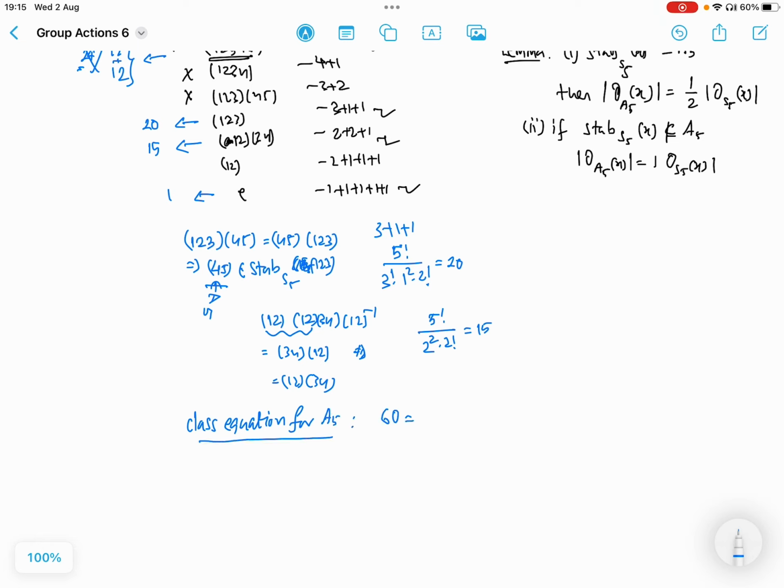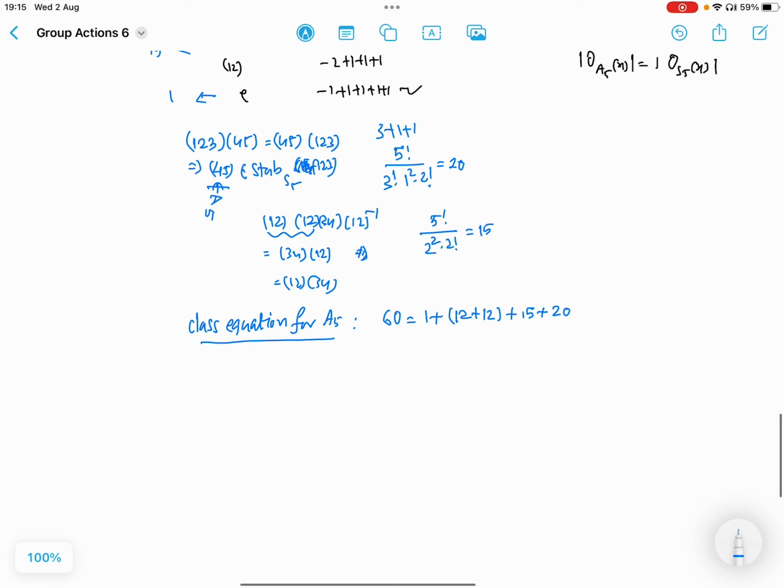And that is 60. It is 1 for the identity, and if I just write it in increasing way, here you get those two 12s, and you get 15 plus 20. So this is the class equation of A5. Now the rest of the things are routine. So we need to show that A5 is simple. So that's a general thing.